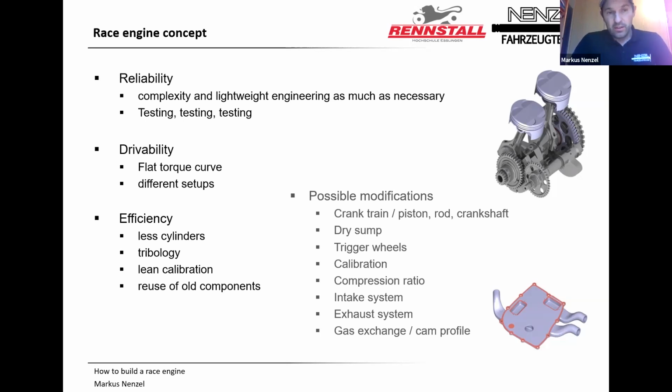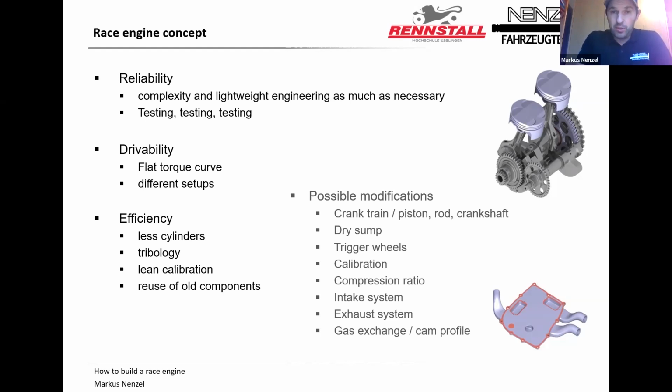Efficiency, overall, for example, fewer cylinders. If you optimize your tribology, and we see something later, you can go to a lean calibration. This is always efficiency, which means to save fuel, to be efficient. But efficiency can also be reuse of old components. For example, if you build up a race engine or your overall race car and you have really fine working components, you can use them, you can save money and save time.